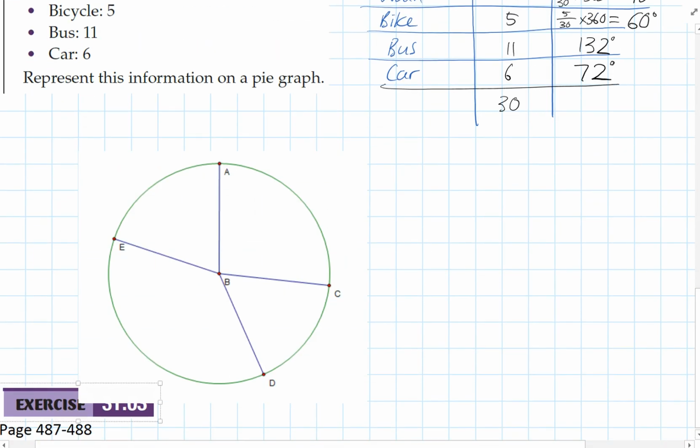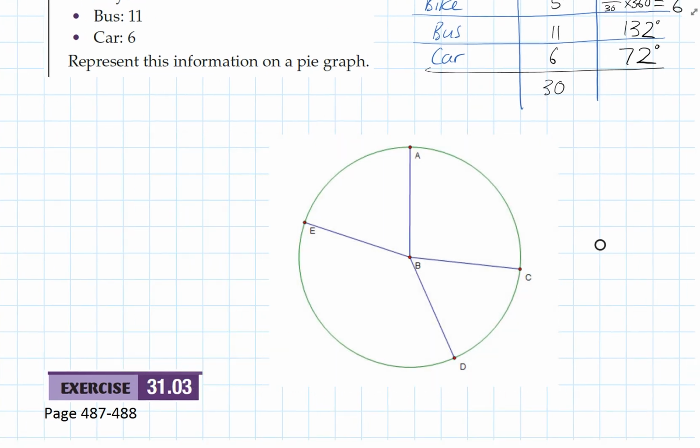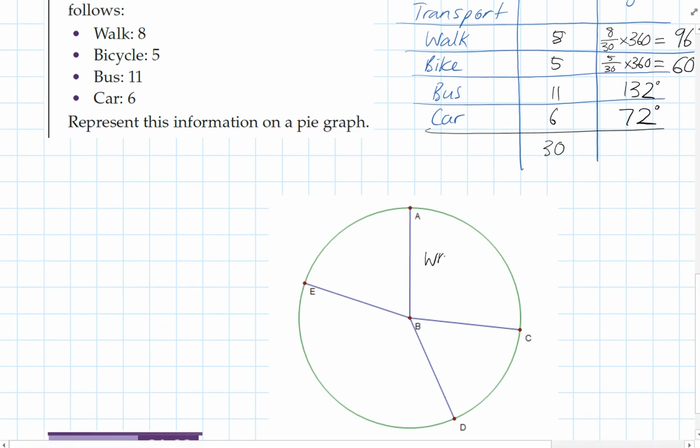Okay, so there's my pie graph. Let's move it over here a little bit. And what we want to do now is label each part. And so we'll say this one here is, the first on our list was walk. So walk. And I'll write 8 in there. And then we've got bike. And we had 5 people bike. And we've got bus, and 11 people took the bus. And then the car, 6 people took the car.